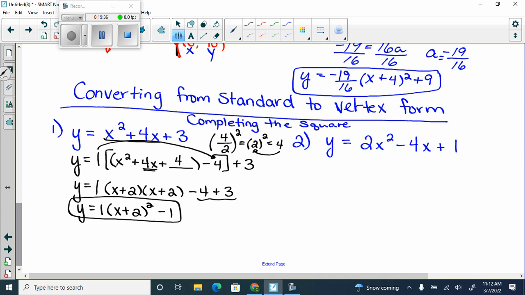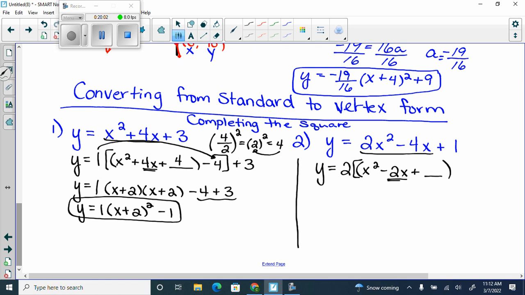Number 2 does have a number in front. However, it's still the same steps as this one because we treated the 1 as if it actually did something. So what do we do? We take the 2 out of the first two. So we get 2, square bracket, round bracket, x squared, because 2x squared divided by 2 is x squared, negative 4x divided by 2 is negative 2x, and then we add a blank.